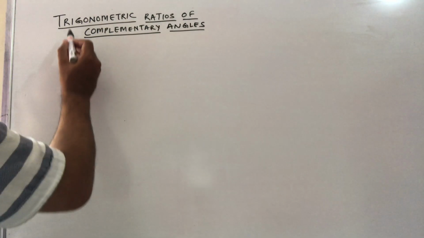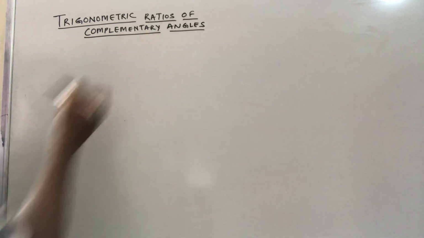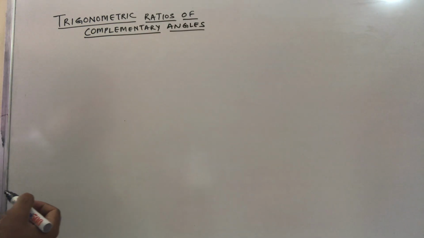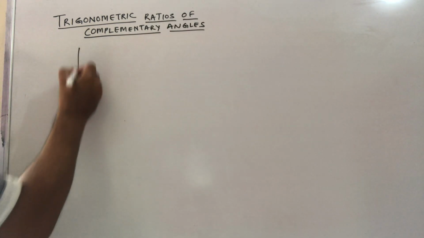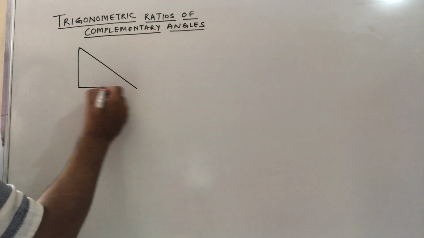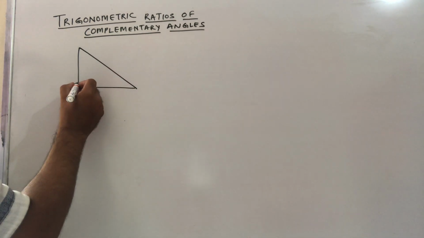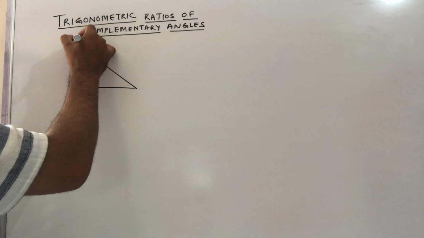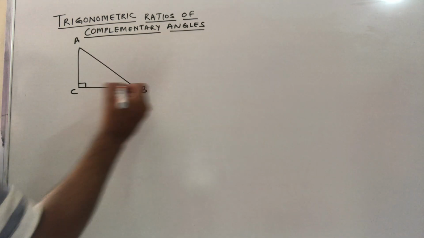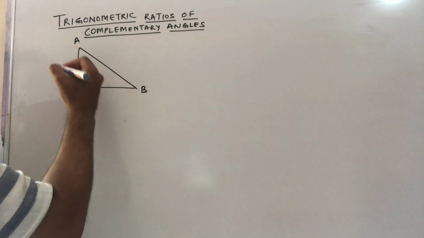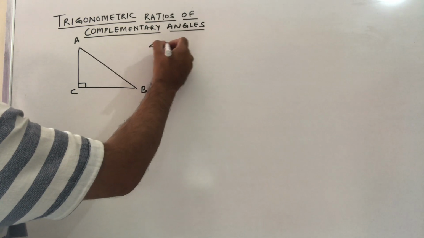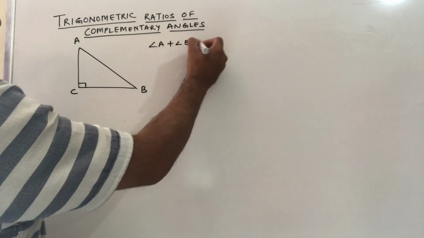Now today's topic is trigonometric ratios of complementary angles. For this, I will take a right angle triangle. Suppose this is a right angle triangle, right angle at C. This is A point, this is B point. Clear?